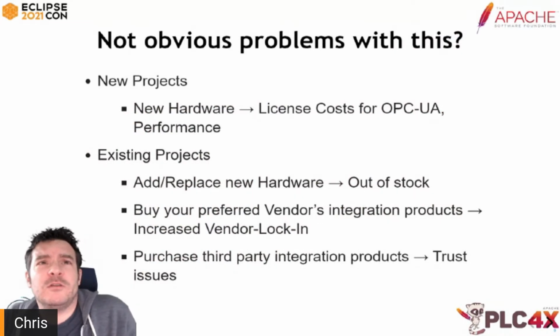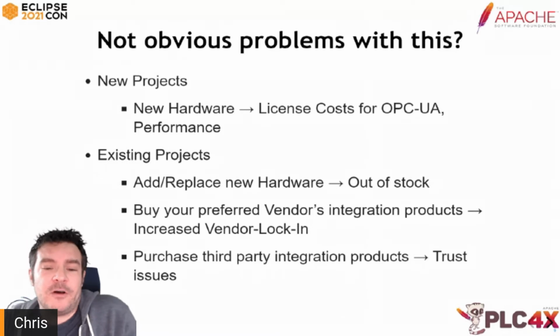Well, with new hardware, there are license costs for OPC-UA. If you buy a new controller that's OPC-UA enabled, you usually have to add something near 400 euros per device to turn on the OPC-UA stack. Also, OPC-UA has quite some performance issues, which I'll be mentioning later on. As I mentioned, if you just want to replace hardware, right now it's tough luck trying to get them. If you stick with your preferred vendor, you're just increasing the vendor lock-in with him.